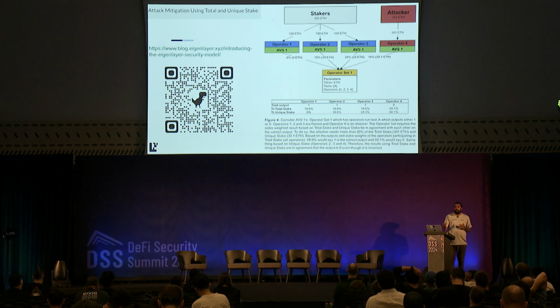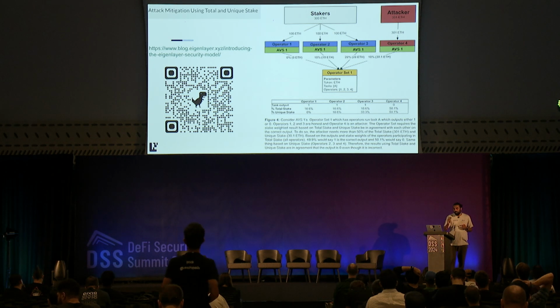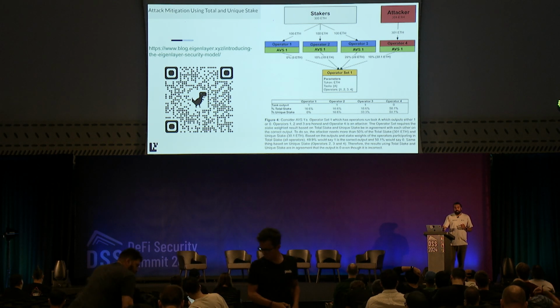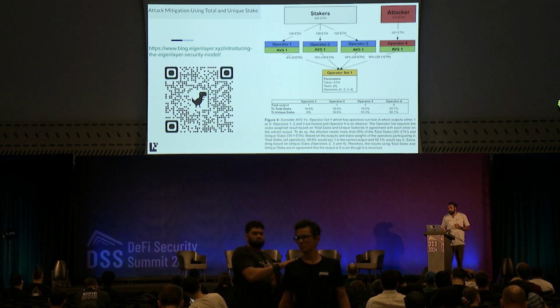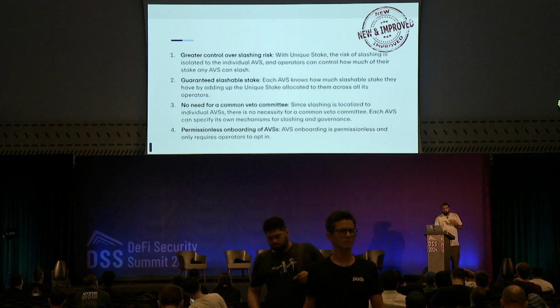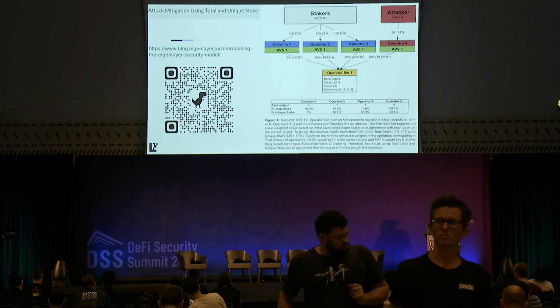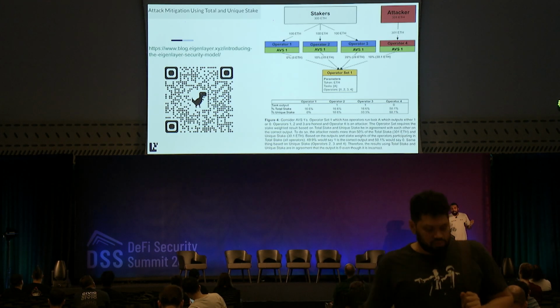So you can read a lot more about the slashing model in this blog post. You can just scan the QR code if you are interested. So this is our new and improved slashing model. I know someone was trying to scan the QR code. Sorry about that. Got it. OK, so this is the new and improved slashing model.